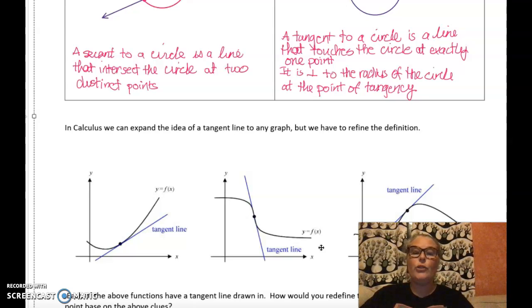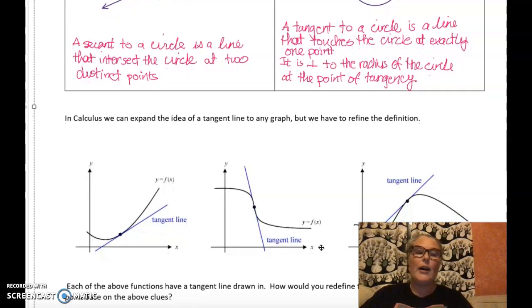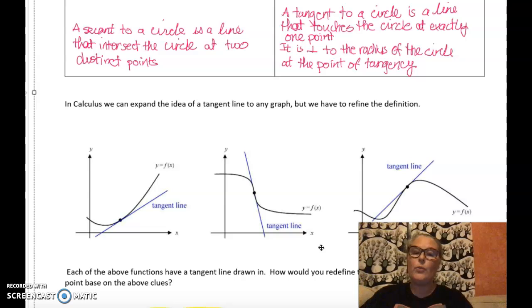I want you to look at these 3 examples and see if you can come up with another definition, because clearly on the rightmost function, you can see the tangent line intersects the curve in more than one place, but it's tangent at those points that are plotted for us. So try and think of an alternate definition. Pause the video, and once you've thought it, write it down, and then you can even go and look it up if you like.